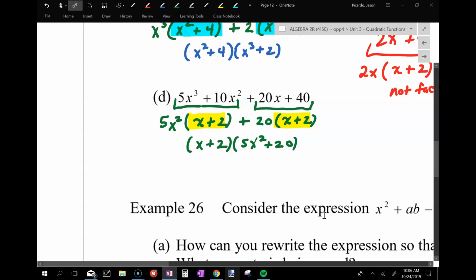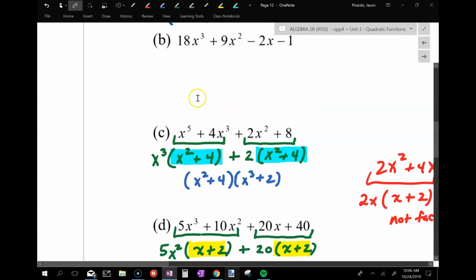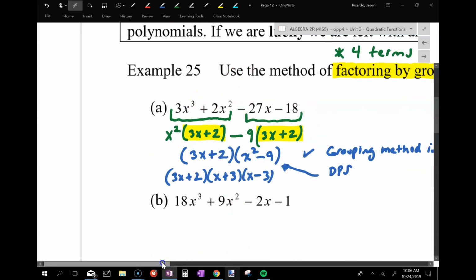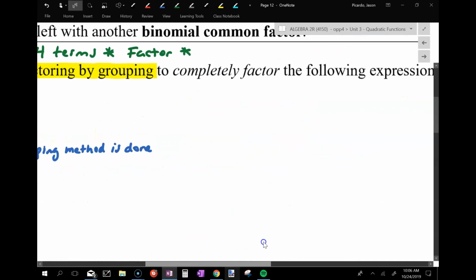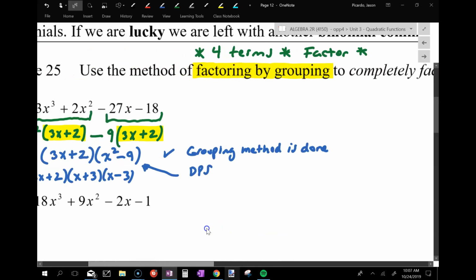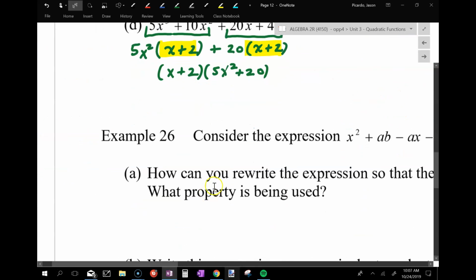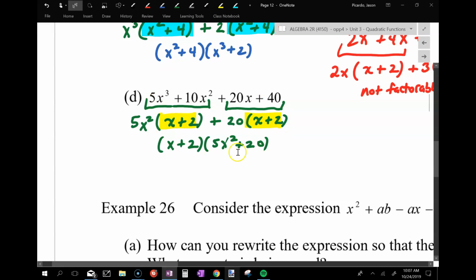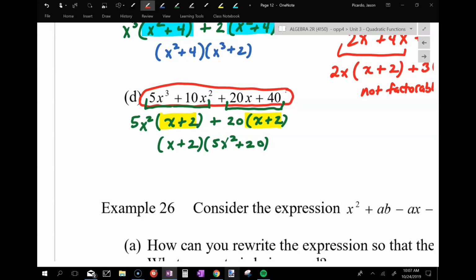Yeah, thank you. Guys, right at the very, very beginning of the problem, what were the directions here? Use the method of factoring by grouping to completely factor the following. On this example, what should I have done before I did anything? I should have taken out a GCF. Didn't this have a what in it? What could I have taken out of all those? A 5. Absolutely. I could have taken a 5 out of all that before I even began the problem, right?